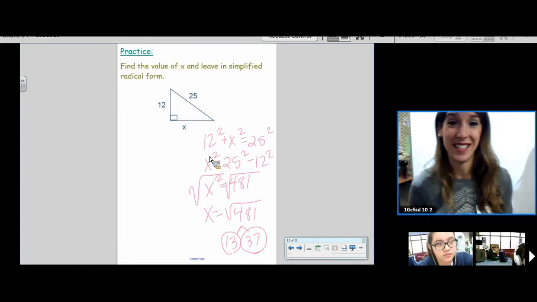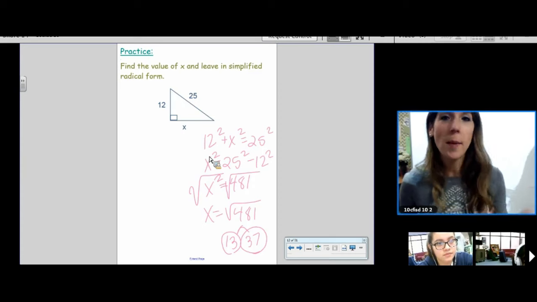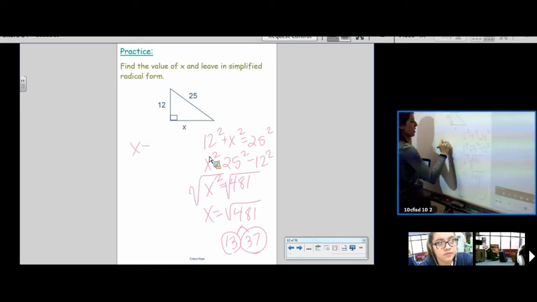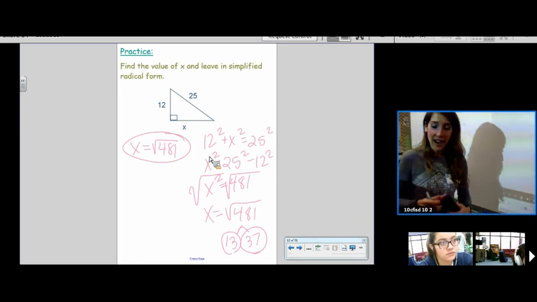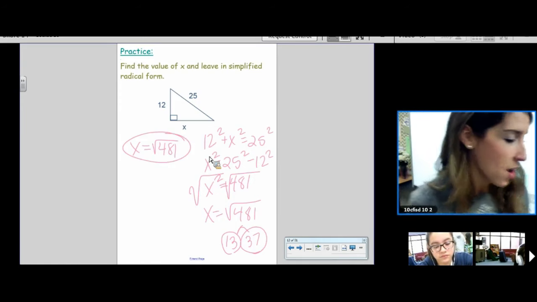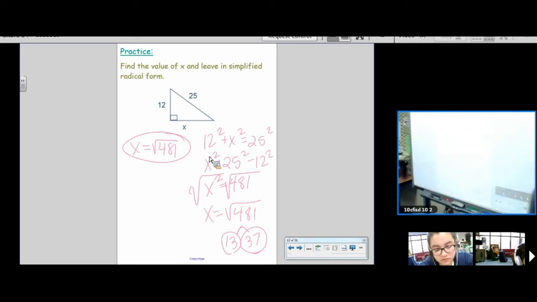So what happens? Nobody escapes math jail. Everybody's stuck. Nobody found a twin. So the answer to this problem is square root 481. That's as simple as our answer can possibly get. So I wanted you to see one where the answer didn't factor tree, it didn't simplify at all. And you saw one now.